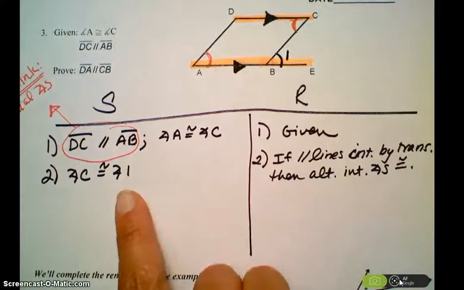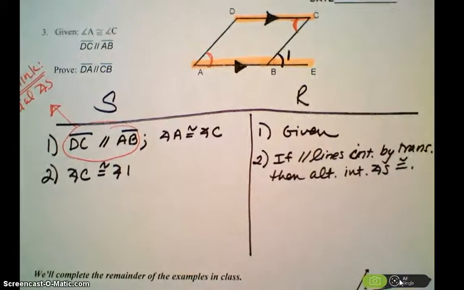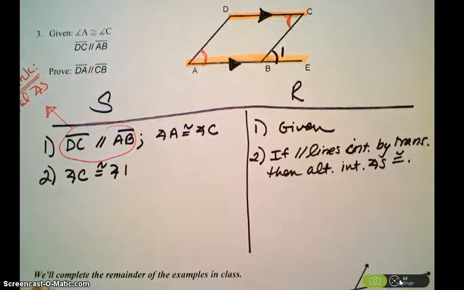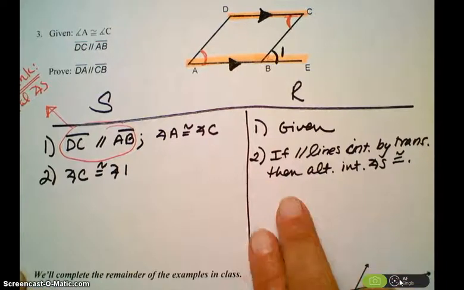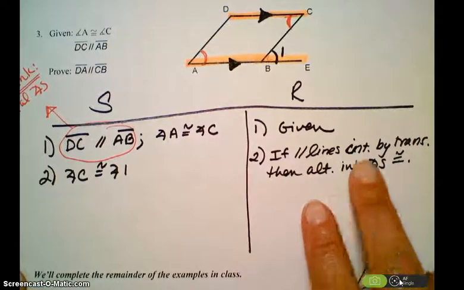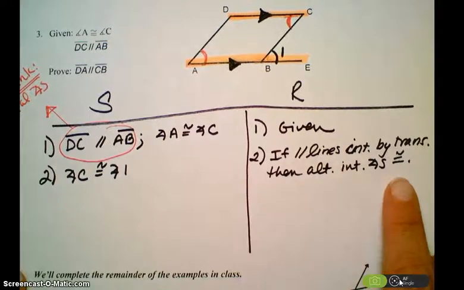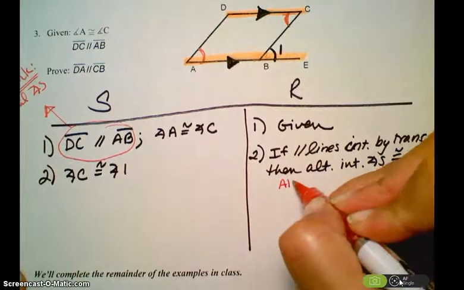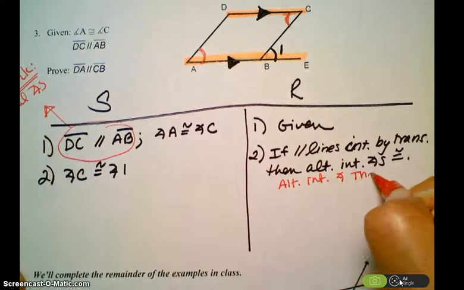Okay, so here's step 2. Angle C congruent to angle 1. You'll also notice I took the liberty of adding the number 1 to the picture just so I don't get caught up in writing all of the angles by their 3-letter names. The numbers can be helpful. And the reason for that step is if parallel lines are intersected by a transversal, then alternate interior angles are congruent. You could also have said the alternate interior angle theorem.